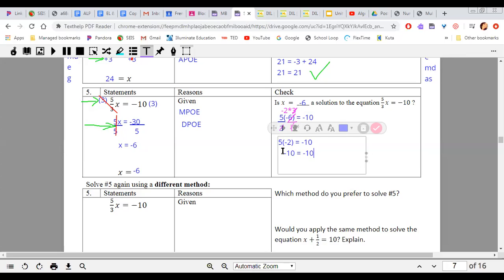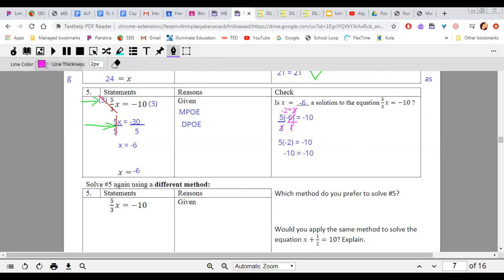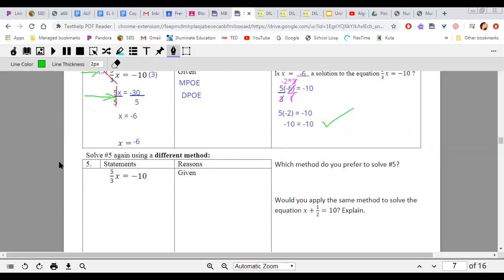So I write the new answer directly beneath the top one. I bring down my equal sign and I bring down the rest of the problem. So is -10 equal to -10? Yes. Good. I love it when it matches. It means I don't have to go back and find the error. Cool. Got my check mark on there.